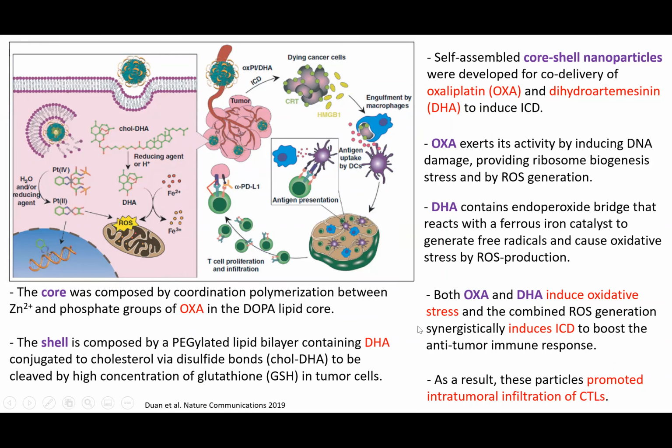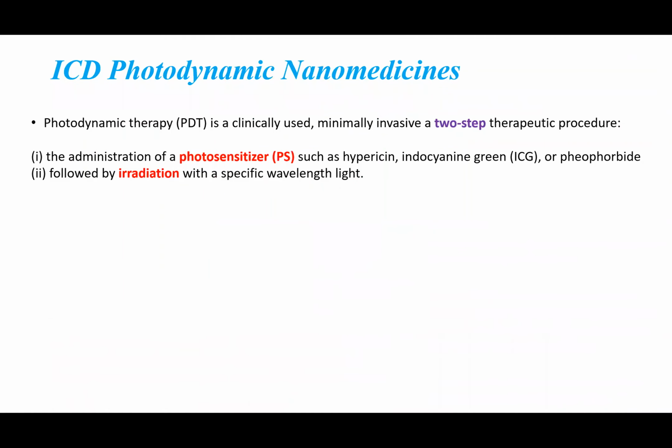And after release of the two drugs, they will act synergistically, like we illustrated, to induce immunogenic cell death and release of DAMPs that will activate dendritic cells. Dendritic cells, when matured, will induce priming of the naive T cells into effector T cells that will infiltrate into the tumor. In combination with anti-PD-L1 immune checkpoint inhibitor, this will enhance the anti-tumor efficacy. Another type of immunogenic cell death nanomedicine uses photodynamic therapy.